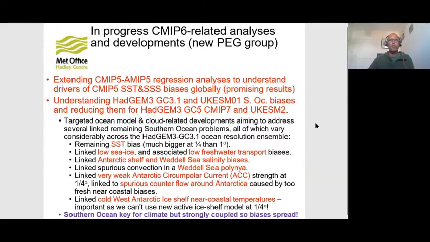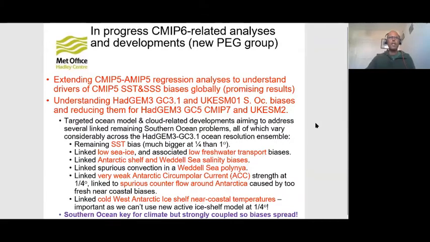Linked to this is low sea ice and low freshwater transport away from the continent, Antarctic shelf and Weddell Sea salinity bias. These cause spurious deep convection in the Weddell Sea polynya, and we have a very weak ACC result, which is linked to a spurious counterflow around Antarctica caused by very fresh coastal biases. And the counterflow causes cold water to move around the Antarctic Peninsula through Drake's Passage to the West Antarctic ice shelf, which means that the biases prohibit the use of the active ice shelf model.